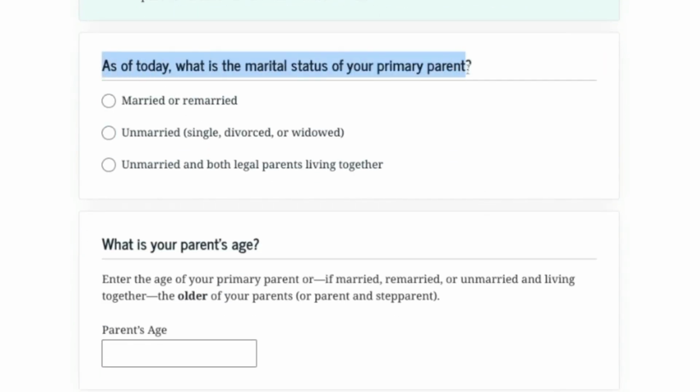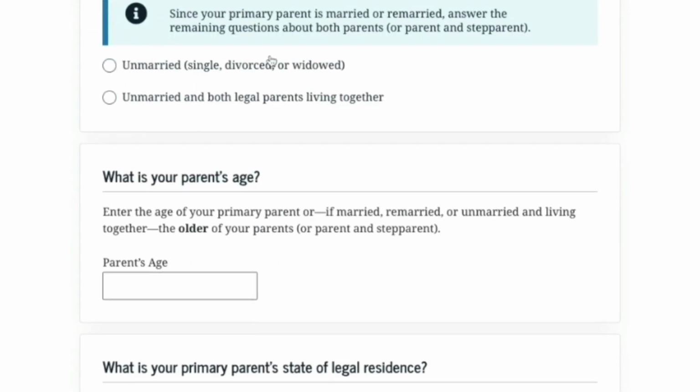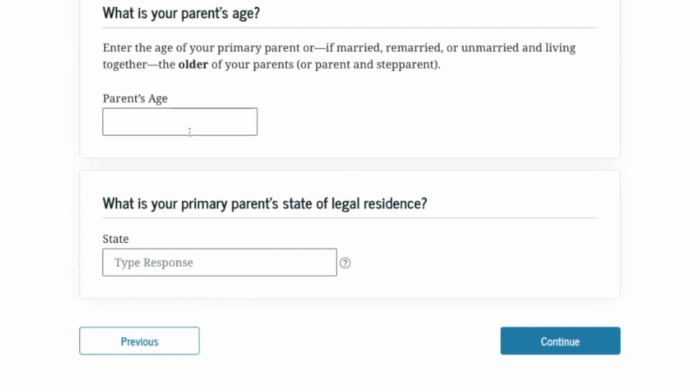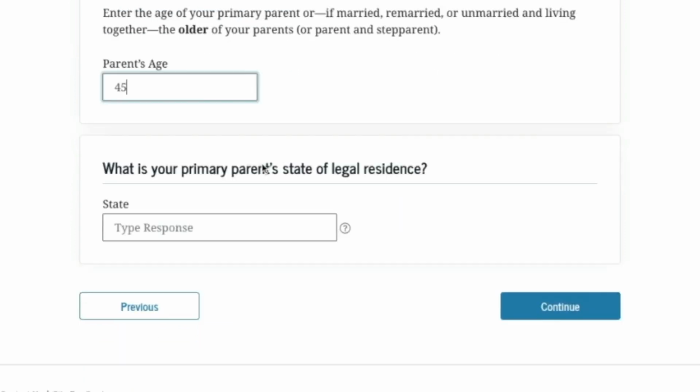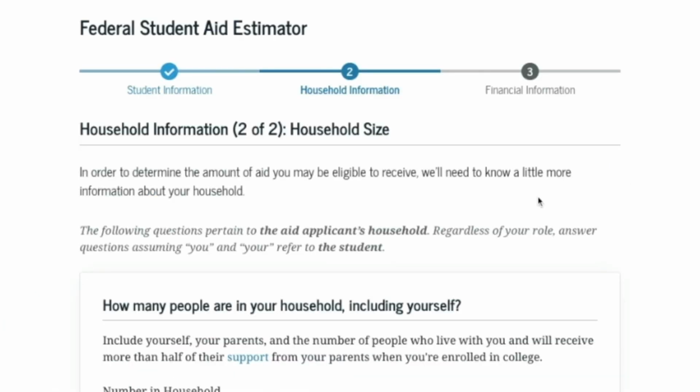So as of today, what's the marital status? Let's just go ahead and put married, and you can also put unmarried. But again, if the parents are not living together, then only the parent that they live with will matter here. What's the parent's age? Let's just go ahead and put one in here, and we'll put the same state for legal residence.